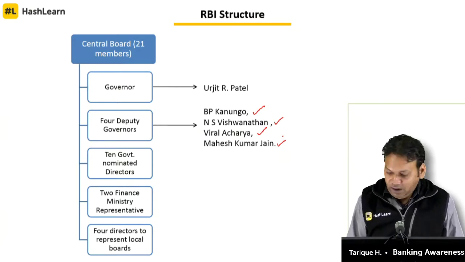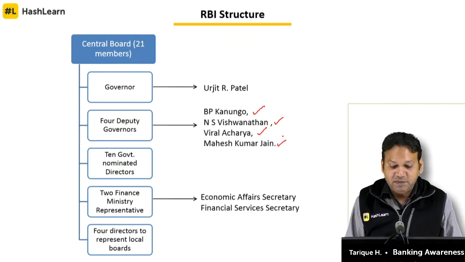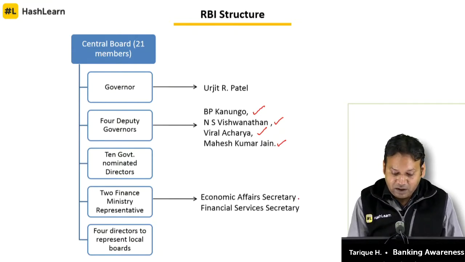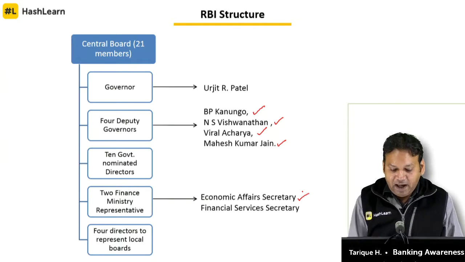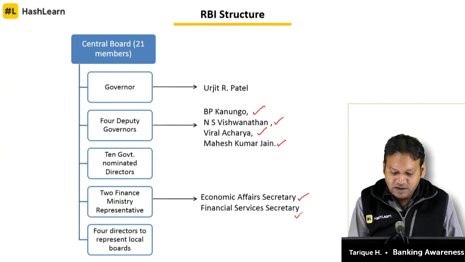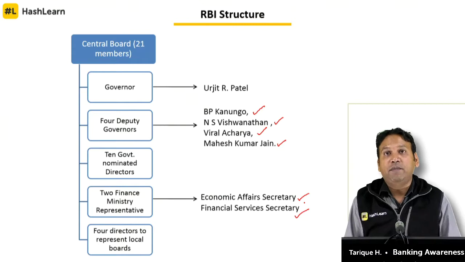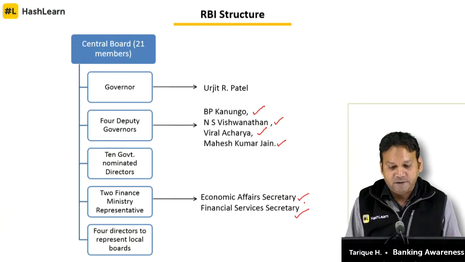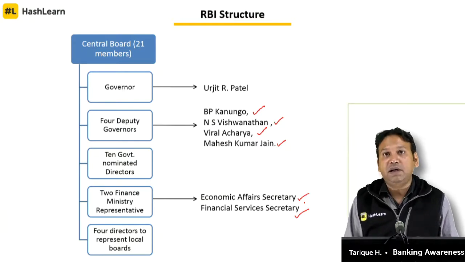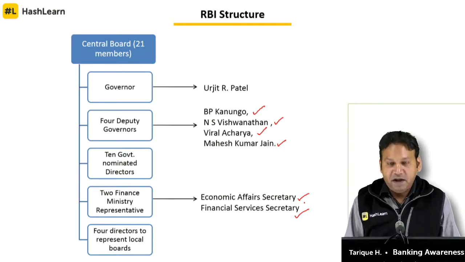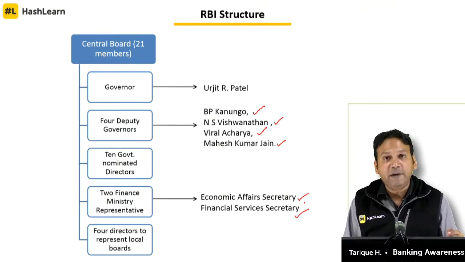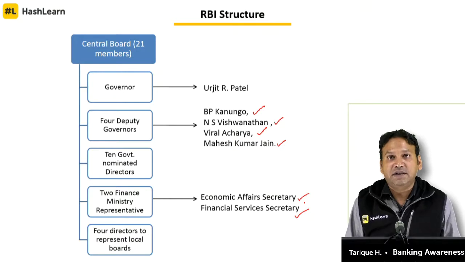Now next we should also know that the 2 finance ministry representatives are usually the economic affairs secretary and the financial services secretary. It is the norm that is always followed. Who will be these two persons? Whoever is the economic affairs secretary and whoever is the financial services secretary will be the two finance ministry representatives representing the government directly in the board of RBI.